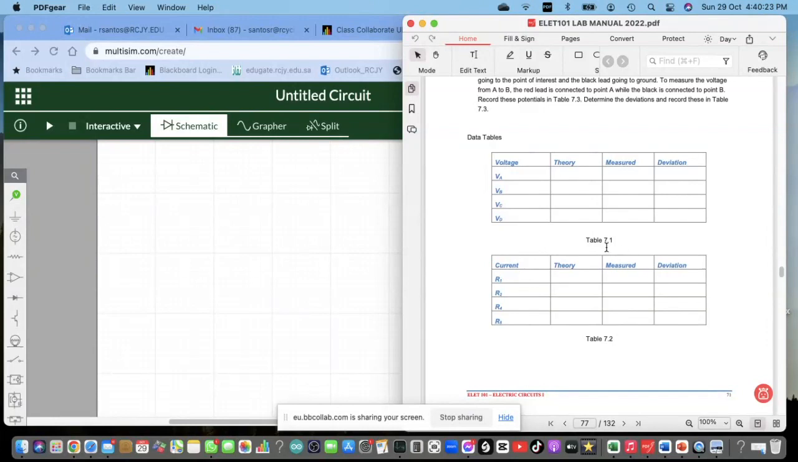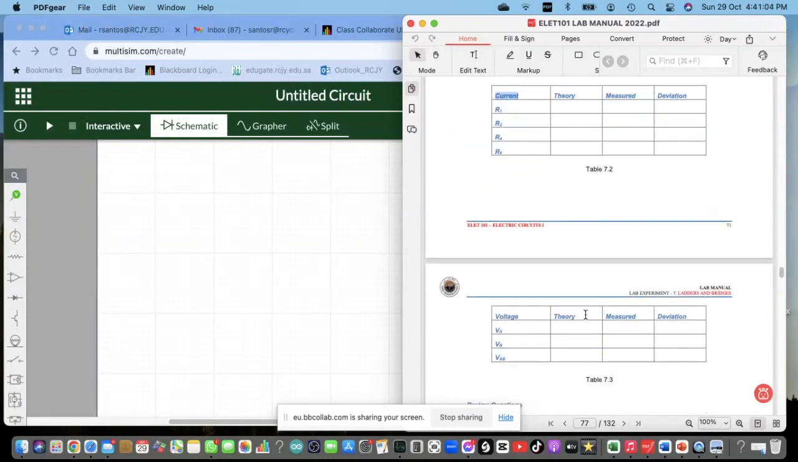All right, now for table 7.1, as you can see, you need to look for the voltage. You have to take the voltages VA, VB, VC, and VD. And for table 7.2, you need to take the current: the current through R1, R2, R4, and R6.